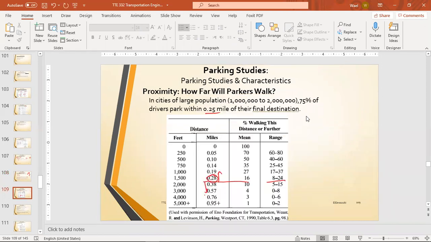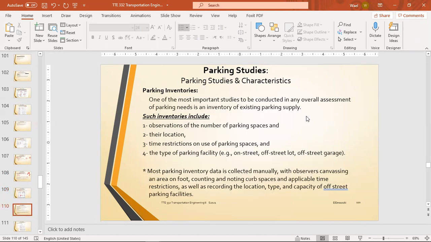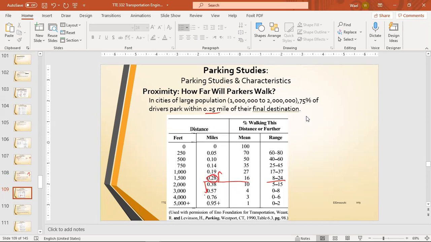And this study shows that 75% of drivers are within 0.25 mile of their final destination. So the quarter mile covers most of it; 75% of the drivers would like to park within this value.